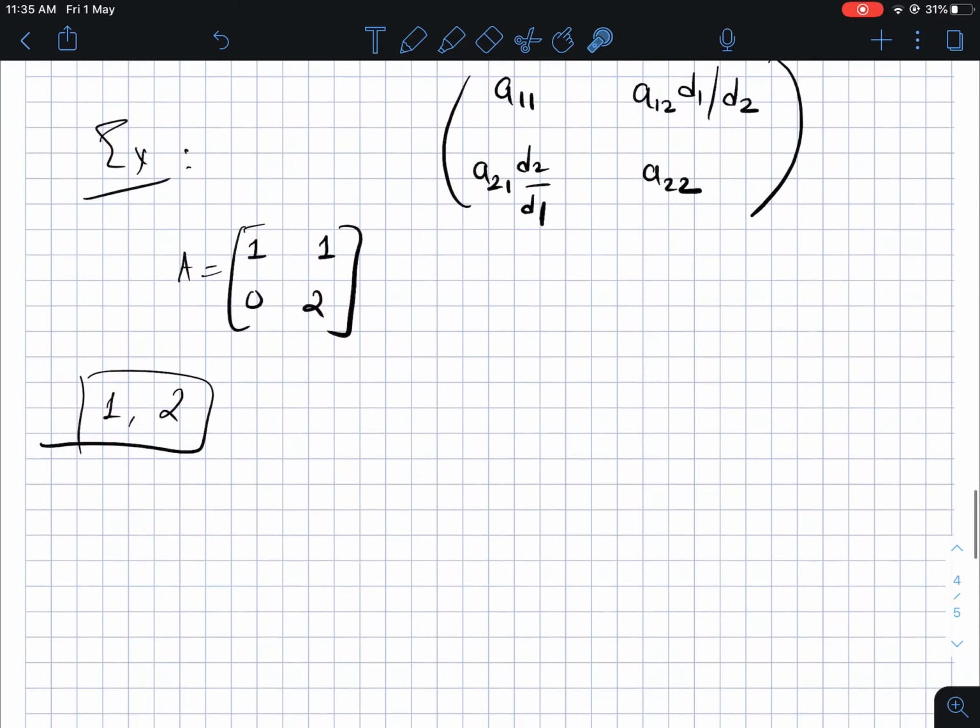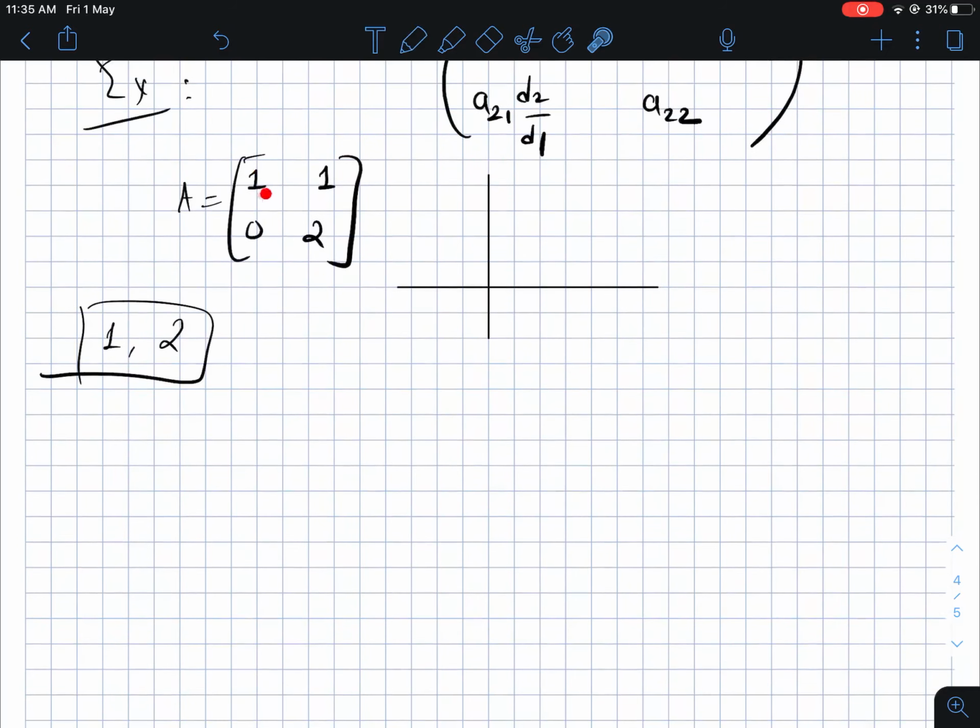Okay, so let's draw the Gershgorin circles for this, right? So if you draw them, the first circle is going to have center 1 and radius 1. Okay, so like before, maybe the center is here, the radius is 1, so it's going to look something like this. This is going to be the first circle, right? And the second circle is going to have center 2 and radius 0. Meaning it's just going to be this dot over here. So this is 1 and this is 2. So this is my first circle and this is my second circle.